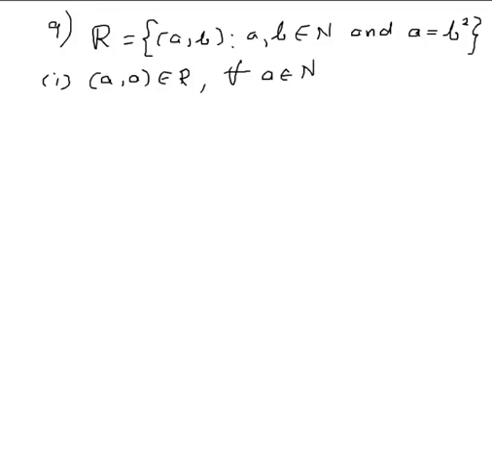So if it is false, we can give a counter example. Let me take (2, 2). It doesn't belong to R because this condition is not satisfied. 2 square should be equal to 2. They are not equal. Therefore, it doesn't belong to R. So one counter example will be enough to show that the statement is false. Therefore, this statement is false.